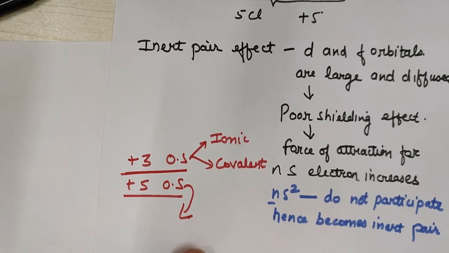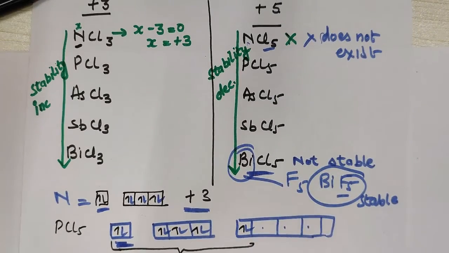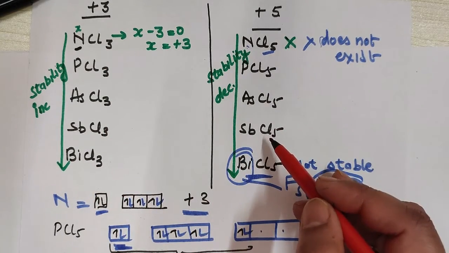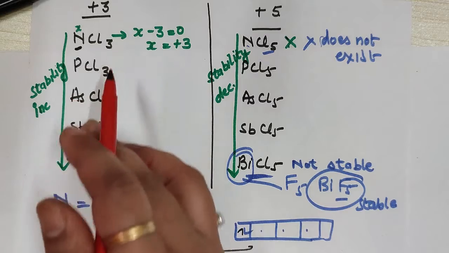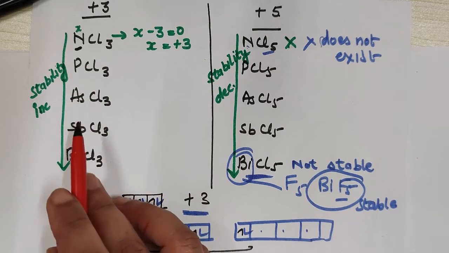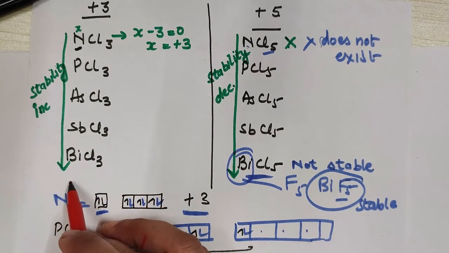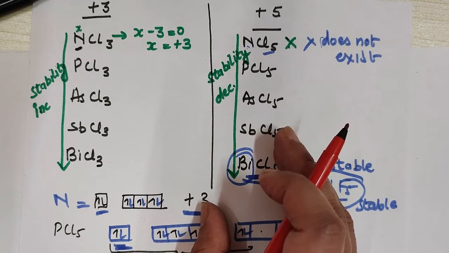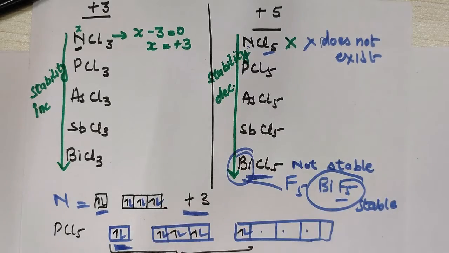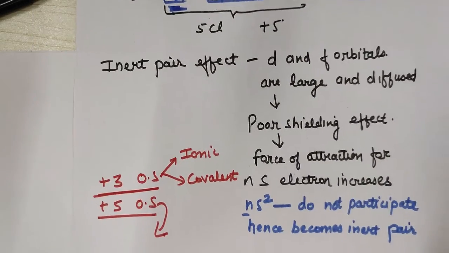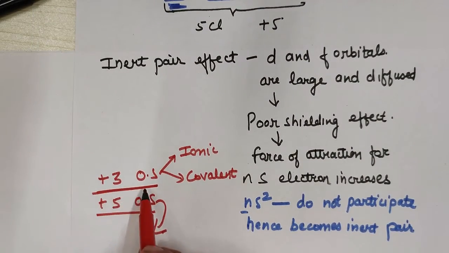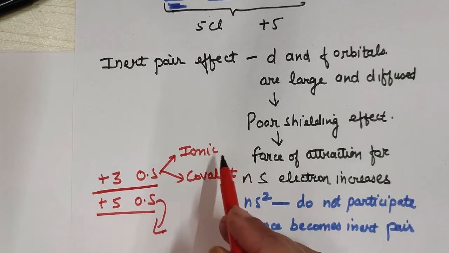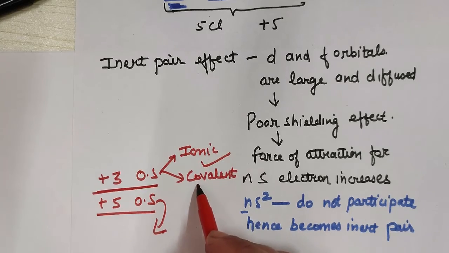So good morning all. We have already done in the previous video the stability of the +3 oxidation state and that of the +5 oxidation state. You know that the stability of +3, that means the lower oxidation state, increases as we move down the group, and that of the +5 oxidation state decreases as we move down the group because of the inert pair effect. Now when we have the +3 oxidation state, the compounds formed by group 15 elements can be both ionic and covalent.